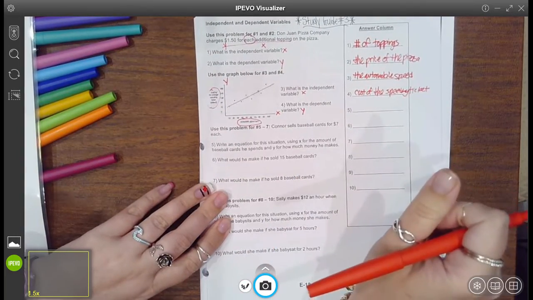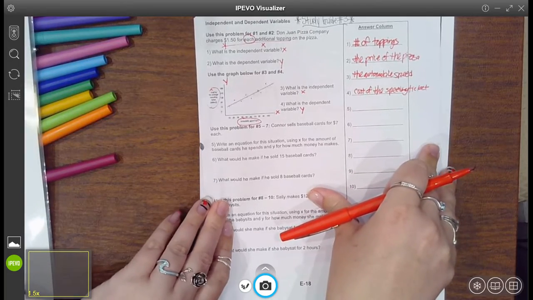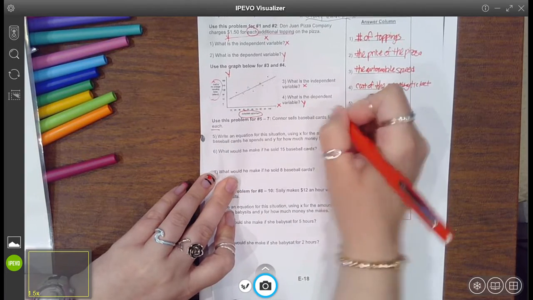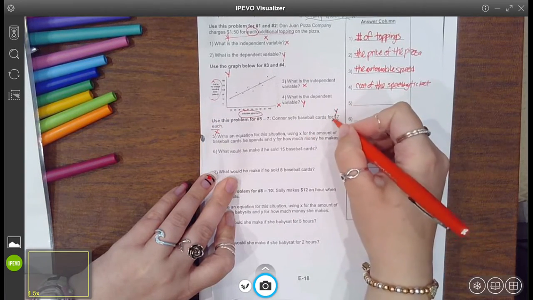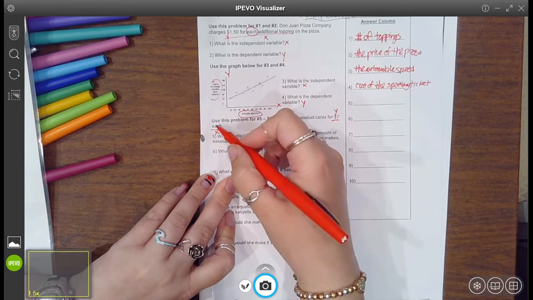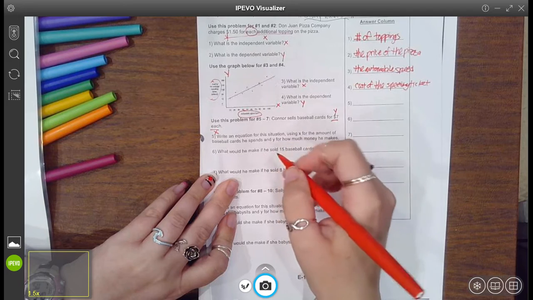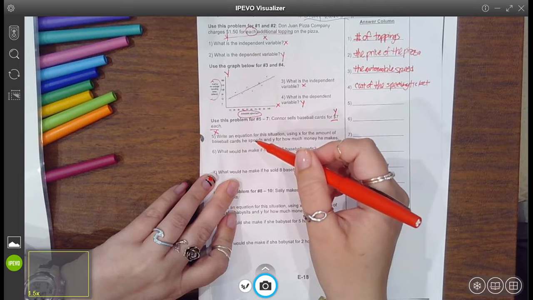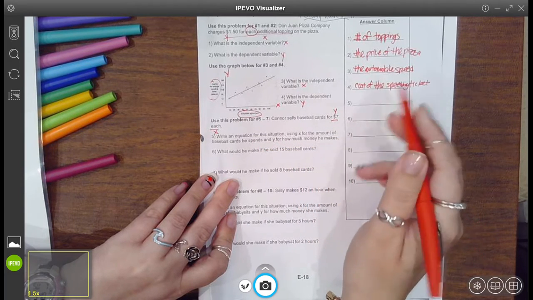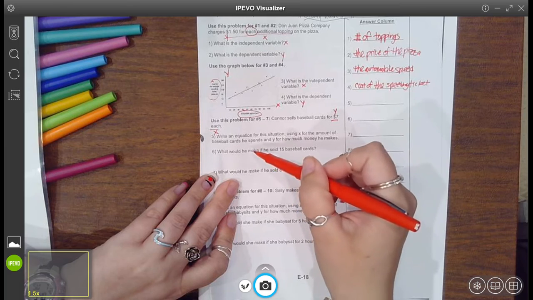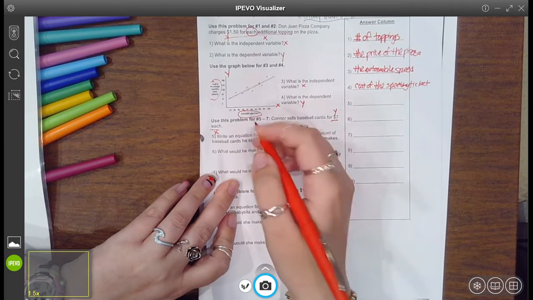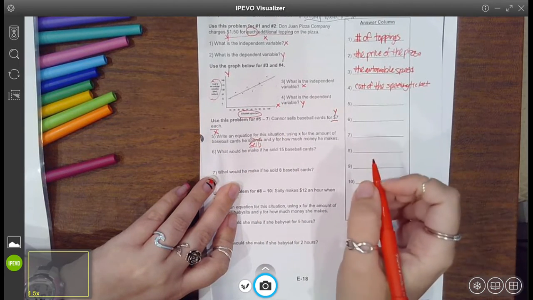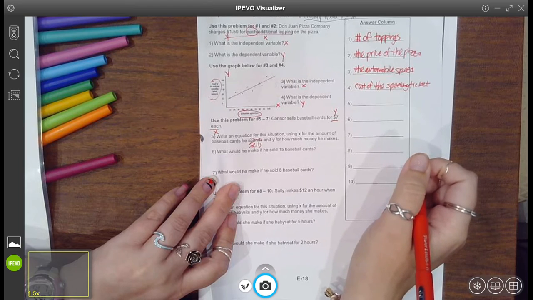All right, numbers 5 through 7 says Connor sells baseball cards for $7 each. So $7 each, which means y per x. So it's the money that I'm going to make per each card. Okay, write an equation for this situation using x to represent the number of cards that he sells, and y for how much money he makes. Okay, what would he make if he sold 15 baseball cards? And I want to say that that's supposed to say sells, not spends. Otherwise, it doesn't make sense. Okay, what would my equation be?